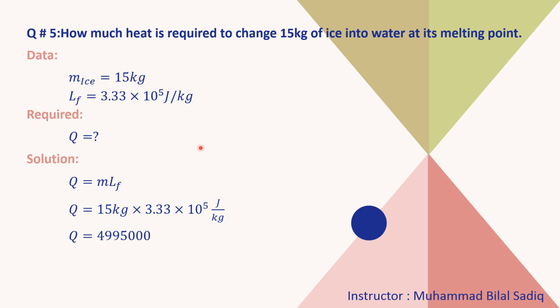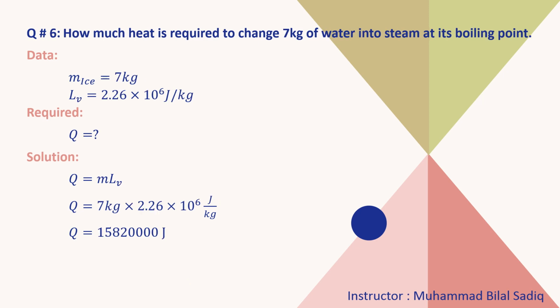So you have to remember that whenever there is a phase change, the formula Q is equals to M L F and M L V is used, and whenever there is no phase change, only the temperature of any material changes, then you have to use the formula Q is equals to M C delta T. Okay, so here in this case phase is being changed, so Q is equals to M into L F. M is given to you, 15 kg, L F is again 3.3 into 10 to the power 5 joules per kg. So the answer of Q would be 4.9 into 10 to the power 6 joules.